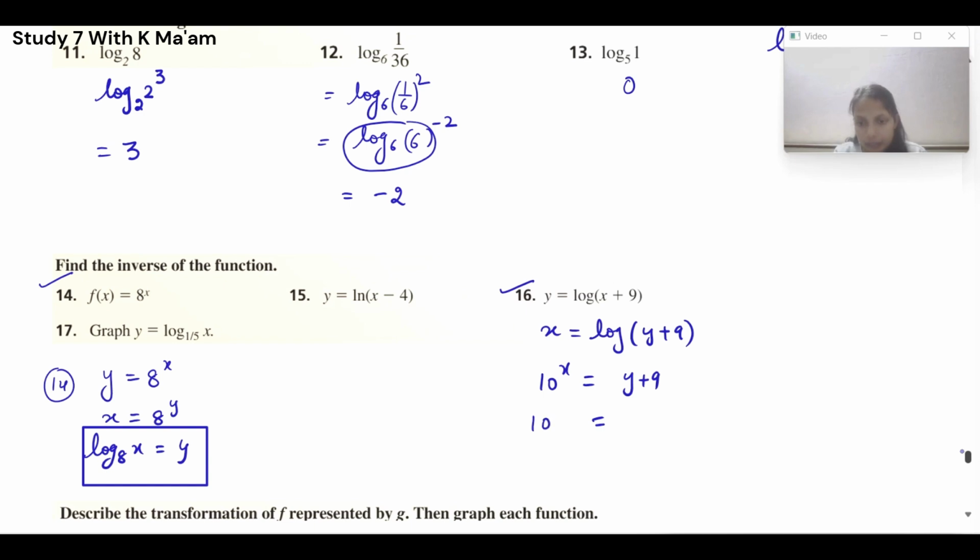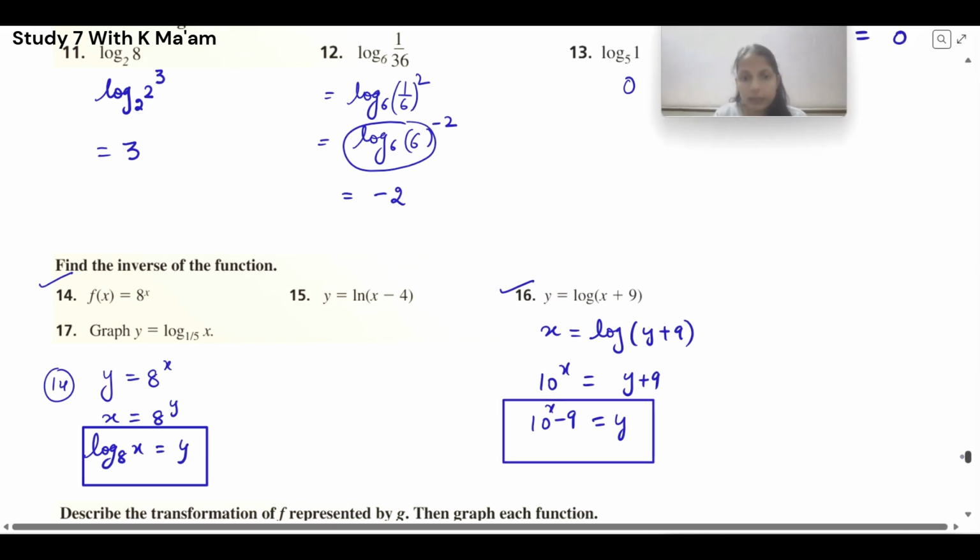So 10 power x minus 9 is y. So this is the inverse function, okay? So next we can start, you can do 15. I'm writing the term here. You can try it yourself.